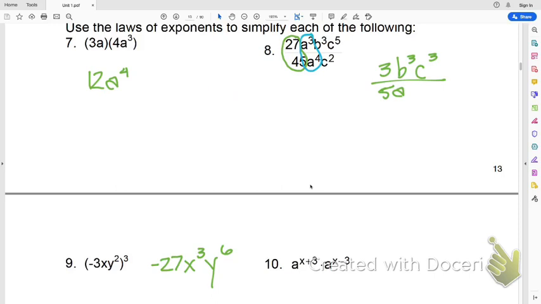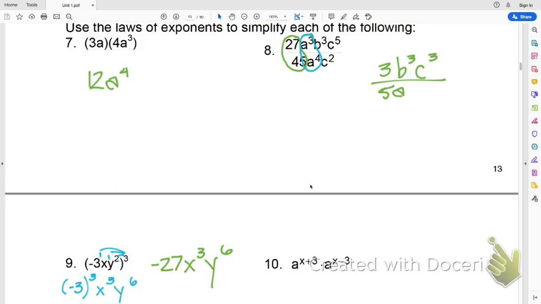The biggest issue with question 9 is typically we forget that the negative 3 also gets to the third power. So negative 3 times negative 3 times negative 3 does give me that negative 27. And remember that when the exponent is on the outside, it's essentially like distributing. So if you need to distribute that exponent and write it out as negative 3 to the third, x to the third, y to the sixth, think about it that way.